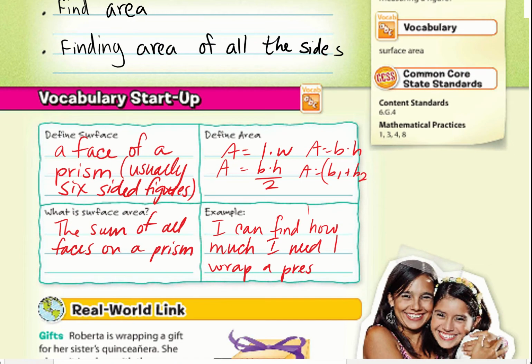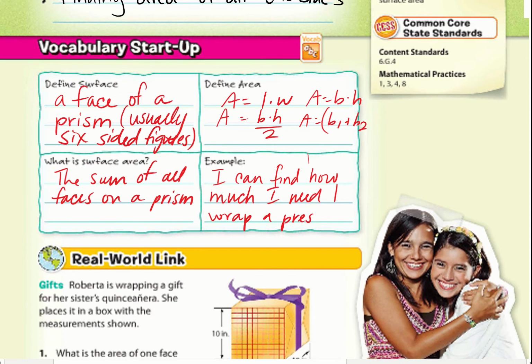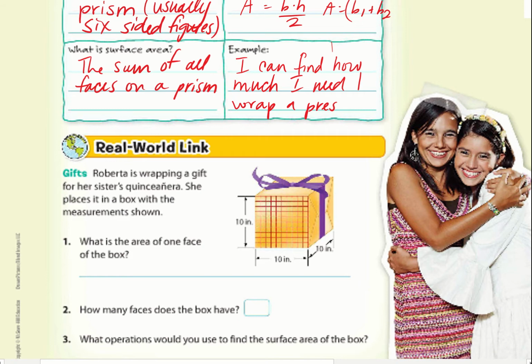To find surface area, a face of a prism, usually six-sided figures. What is surface area? The sum of all the faces of a prism. So we take all the sides of the rectangular prism and we add them all together. An example of why we need surface area could be to wrap a present.